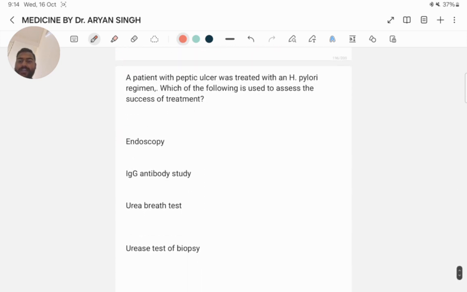Next question. A patient with peptic ulcer was treated with an H. pylori regimen. Which of the following is used to assess the success of treatment? Endoscopy, IgG antibody study, urea breath test, or urease test of biopsy.